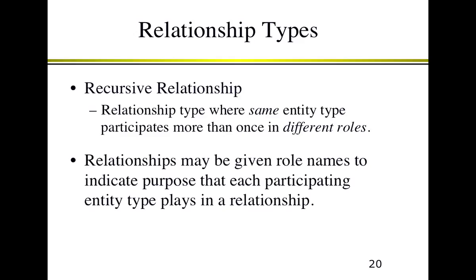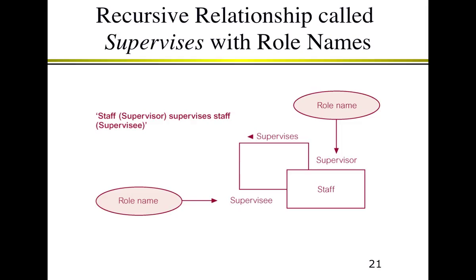Here's our recursive relationship I was talking about before, with the pet owner, the store owner, who's also the employee, who's also everything else. If that's the case, then you can have the same entity type that participates in more than one, or different roles in the same relationship. So relationships can be given role names indicating the purpose of each of the participating types. For example, here's a staff member who supervises.